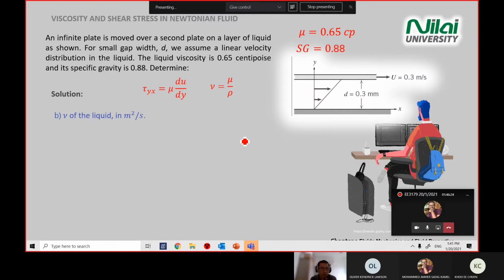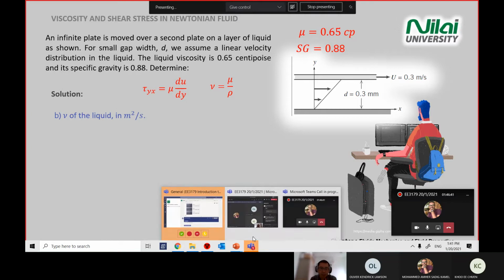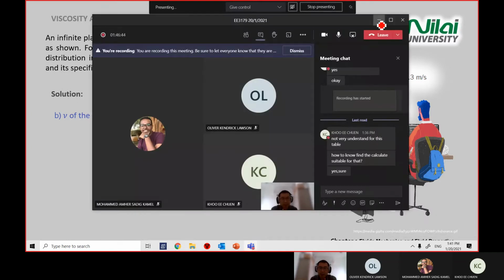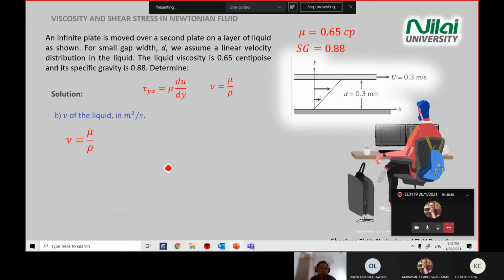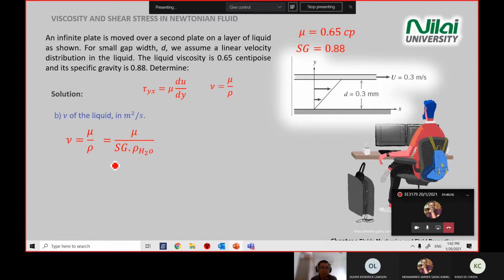The second one, part B, asks you to find kinematic viscosity in meter per second. So, you know the relationship of kinematic viscosity is given by mu divided by rho. Mu divided by rho, because just now in section A, you got it in imperial unit. So now you convert back to SI unit. So again, before you convert, you need to do conversion first.